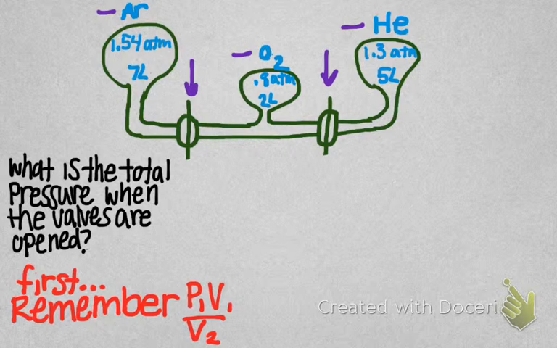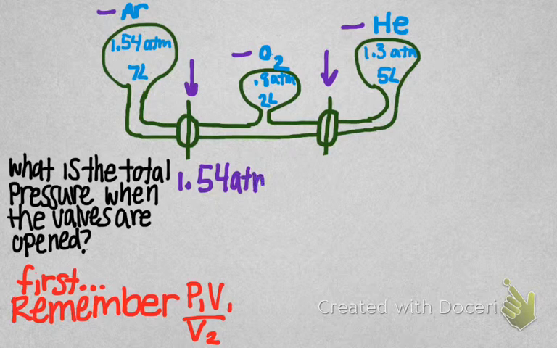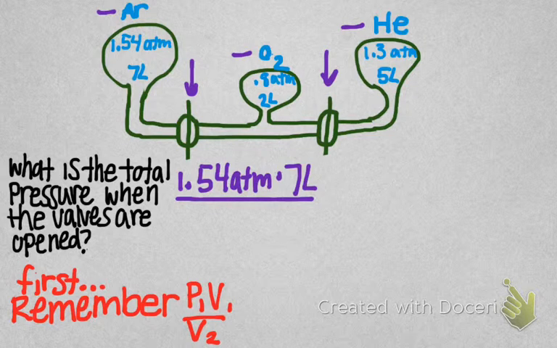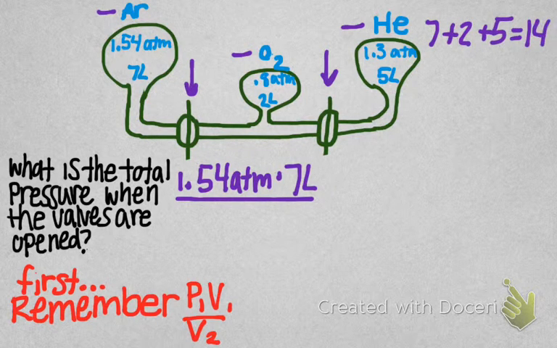So we're going to start with argon, and P1 we know is 1.54 ATMs. We're going to multiply that by 7 liters, and then put it over the total volume. We know that we have 7 liters of the argon, 2 liters of O2, and 5 liters of helium. So 7 plus 2 plus 5 equals 14. We're going to put all of this over 14 liters.